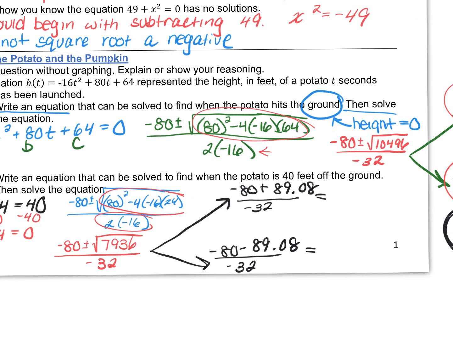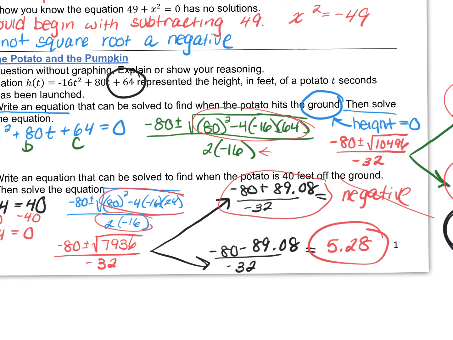So now that we know we're probably only going to get one answer, although sometimes if it's not necessarily on the ground, it could be at 40 feet off the ground in 2 places. However, I know for a fact it's only happening once because if I look at the problem, it's starting at 64 feet off the ground. So I know it's only going to reach 40 feet on its way down. So looking at the top one where I'm adding, I know that that's going to give me a negative answer. And I'm not even going to bother throwing that into my calculator because I don't want a negative answer. So I'm going to go ahead and do the subtraction one, and that's going to come out to be 5.28.